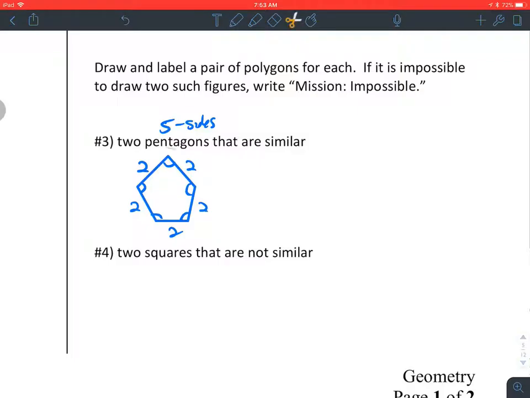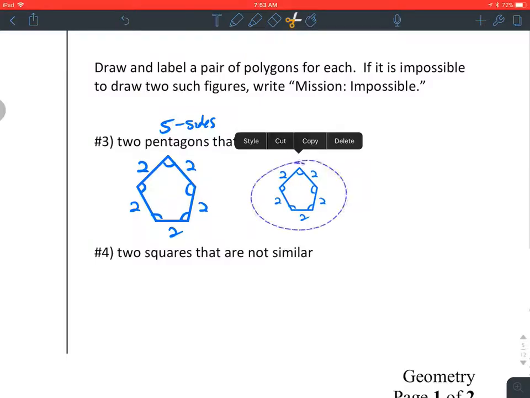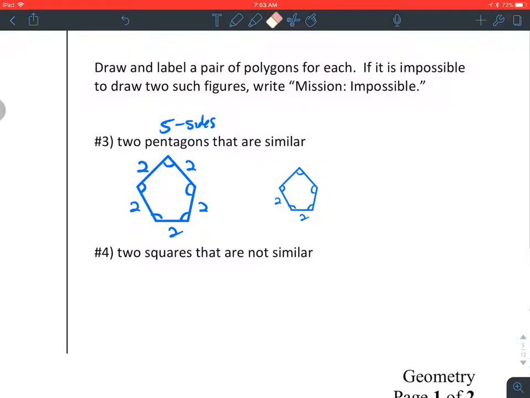You don't have to draw a regular pentagon. I just did it. If I draw another pentagon that's regular, it's going to be similar. Corresponding angles are the same. Corresponding sides are proportional. Scale factor here is 2 to 1. Pre-image is twice as big as the image.